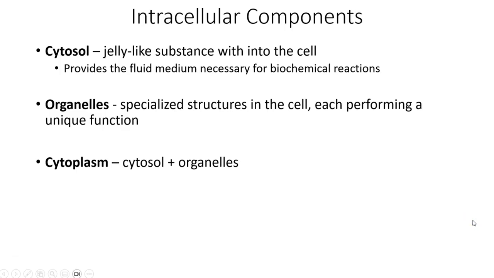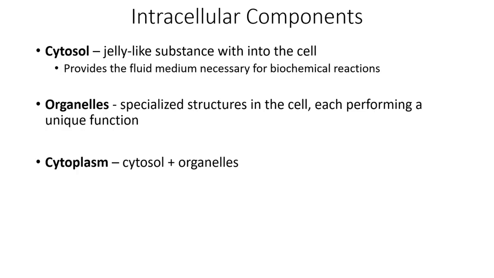Alright, so inside of a cell are three main parts. First is cytosol. This is a kind of jelly-like substance inside of the cell. This is where most biochemical reactions are going to take place, so a lot of different functions of a cell that are happening, they all need somewhere to occur, and they are usually going to be happening in the cytosol.